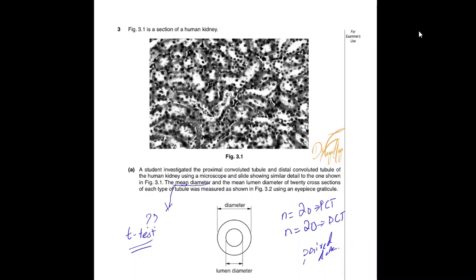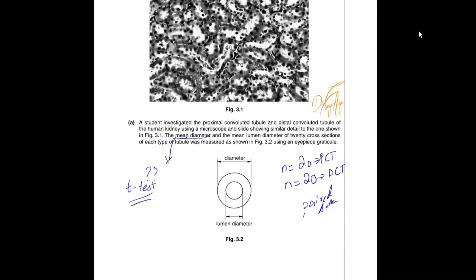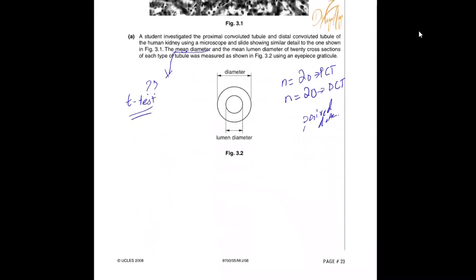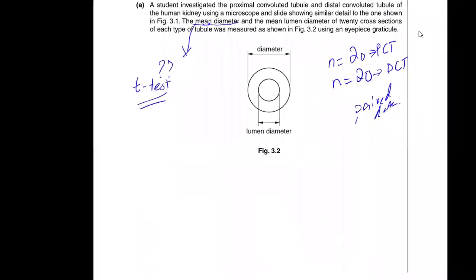In this video, I'll be covering a question related to distal tubule and proximal tubules of nephrons and how their lumen diameter and their tubule diameter varies. The student was actually trying to see how the lumen diameter changes as the actual diameter is changing, or is there any change in the two types of tubules or not. This question deals with t-test as well, so I'll be covering that.